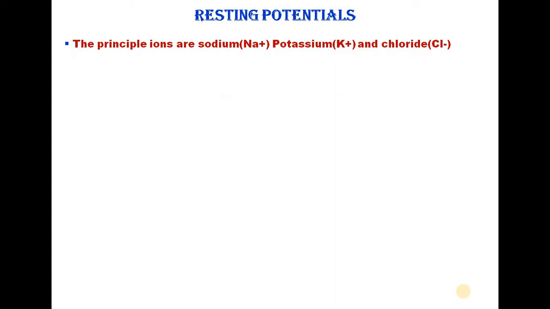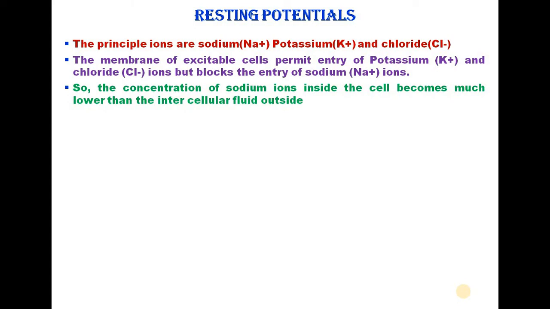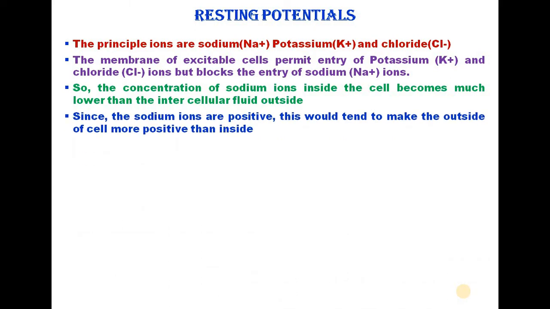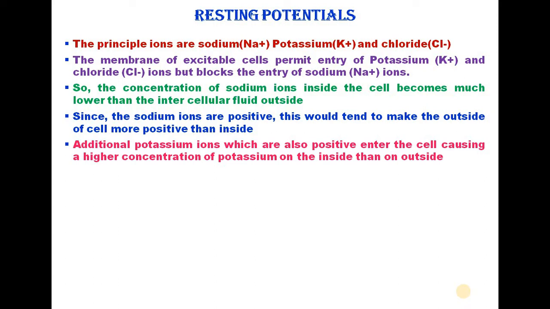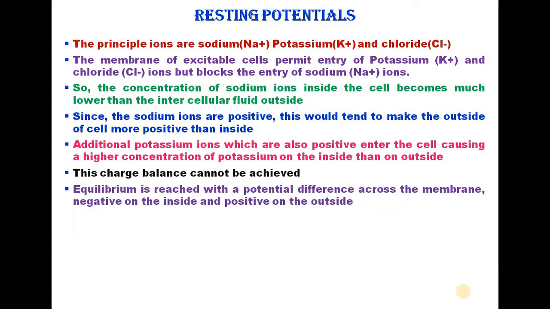The principal ions are sodium, potassium and chloride. The membrane of excitable cells permits entry of potassium and chloride ions, but it blocks the entry of sodium ions. So, the concentration of sodium ions inside the cell becomes much lower than that of the intercellular fluid outside. Since the sodium ions are positive, this would tend to make the outside of the cell more positive than inside. Additional potassium ions, which are also positive, enter the cell, causing a higher concentration of potassium on the inside than on the outside. This charge balance cannot be achieved. Equilibrium is reached with a potential difference across the membrane, negative on the inside and positive on the outside.